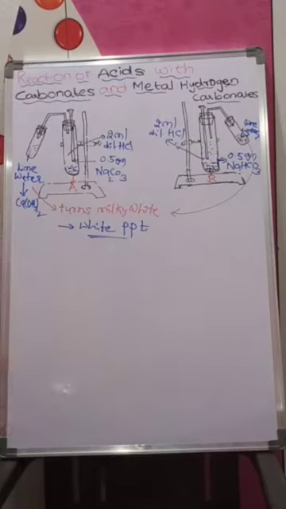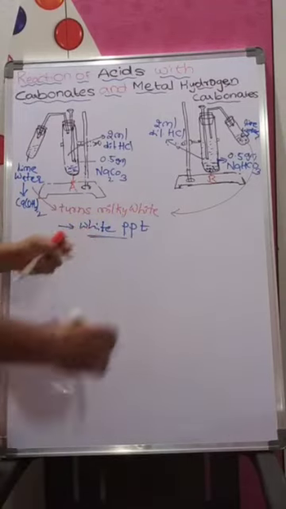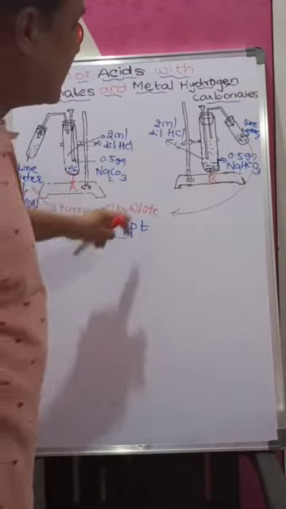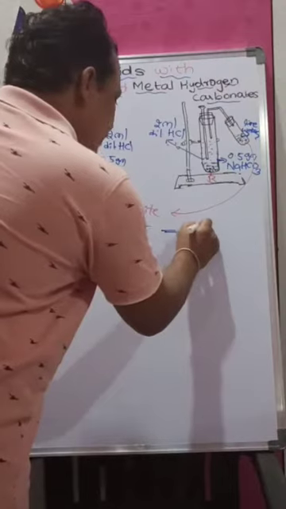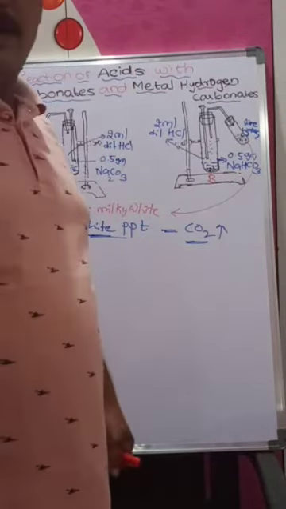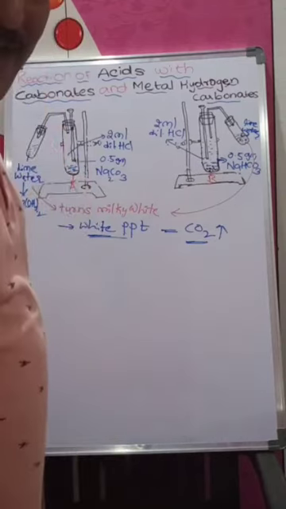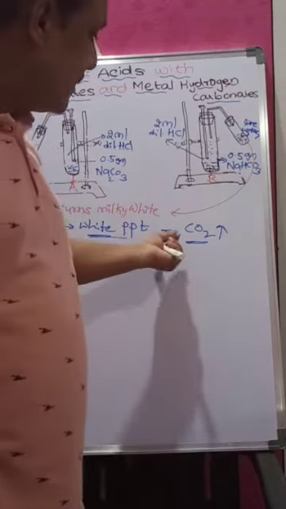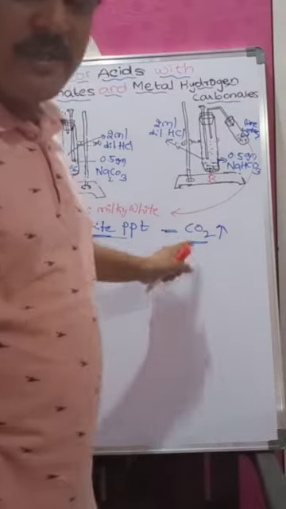A white precipitate indicates that the evolved gas is carbon dioxide. We know that only carbon dioxide turns lime water milky white, so the evolved gas here is carbon dioxide.